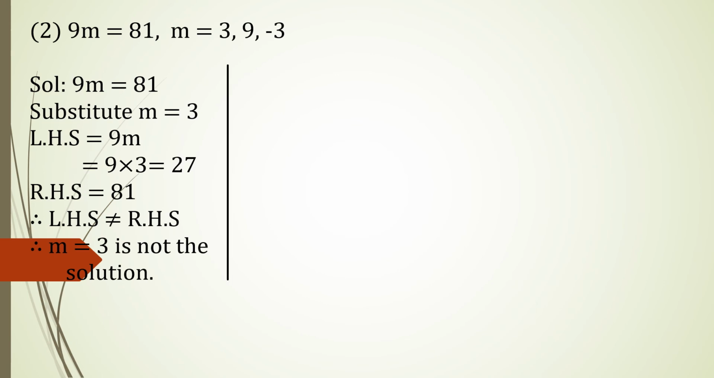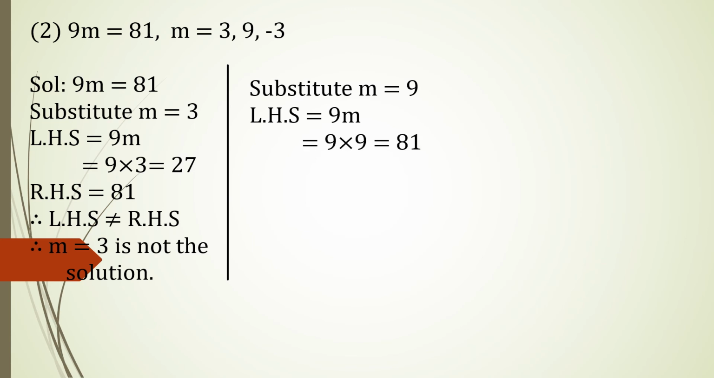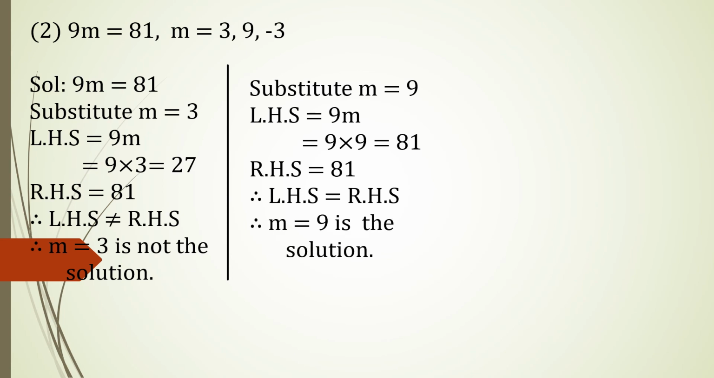Now let's solve by substituting m equal to 9. Substitute m equal to 9 in the equation. Let's take the left hand side, that is 9m. In place of m I'll substitute 9, so it will become 9 into 9. So 9 nines are, student, what do you get? 81. And the right hand side, what value is given? 81. So the left hand side is equal to the right hand side. Therefore m equal to 9 is the solution.